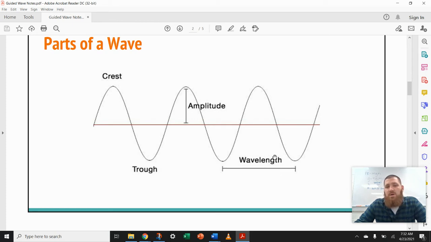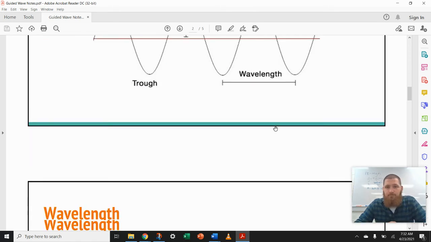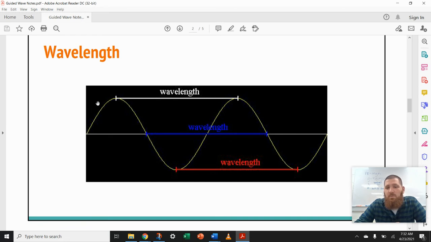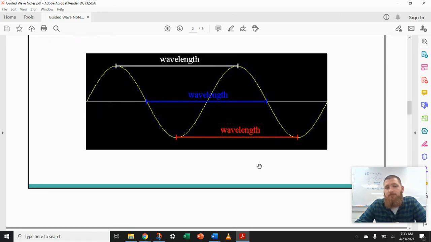So trough to trough is what we're seeing here, but it can also be crest to crest or one full wave like this. Now, like I was saying, there are three different ways you can measure that wavelength: crest to crest, a full wave, or trough to trough.